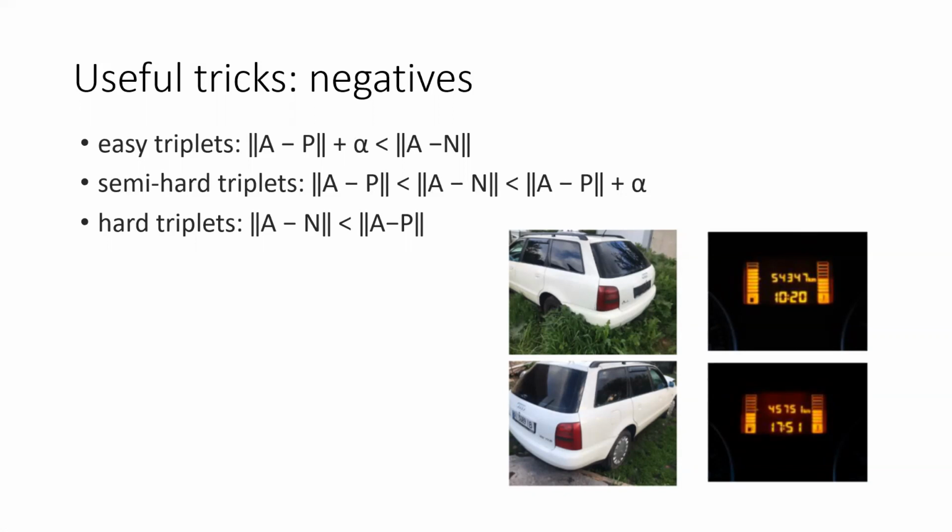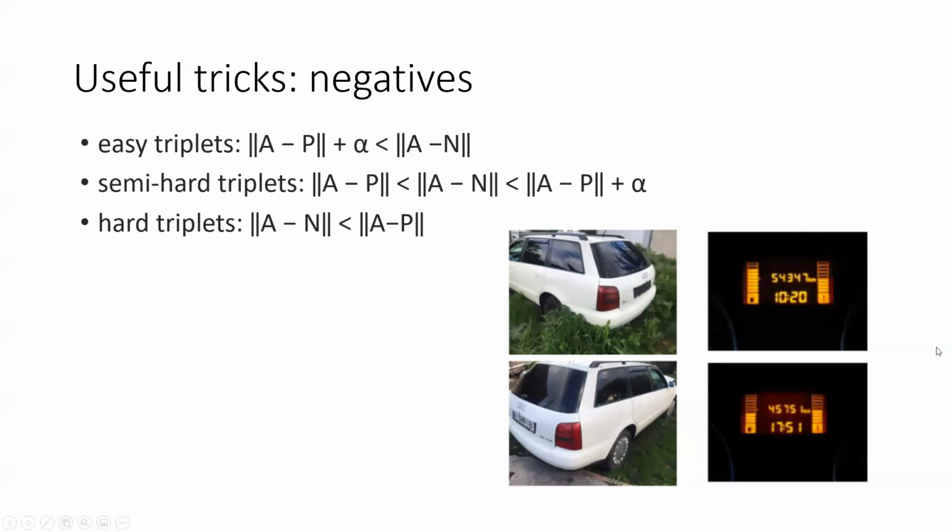Even with the margin added, the distance between anchor and positive plus the margin is still less than the distance to the negative. These are the semi-hard triplets, where the distance with the positive is smaller than the distance with the negative, but all of this is smaller than the distance with the positive plus alpha. And hard triplets are triplets where the network really struggles to calculate something. It's when the distance between anchor and negative is even smaller than the distance between anchor and positive.